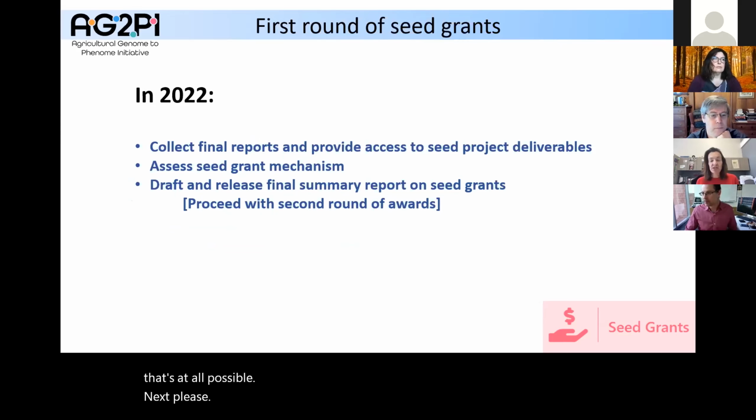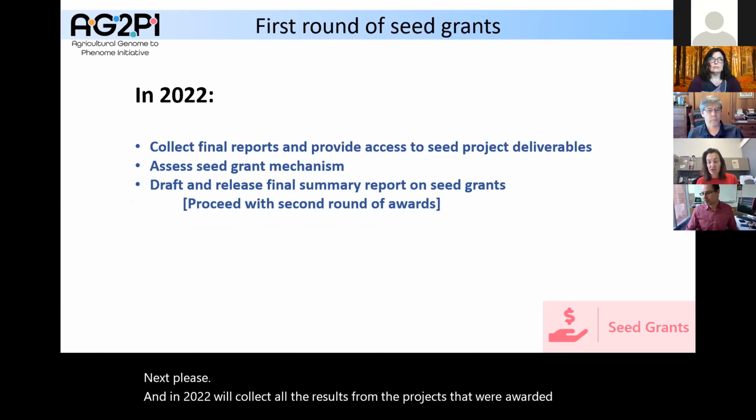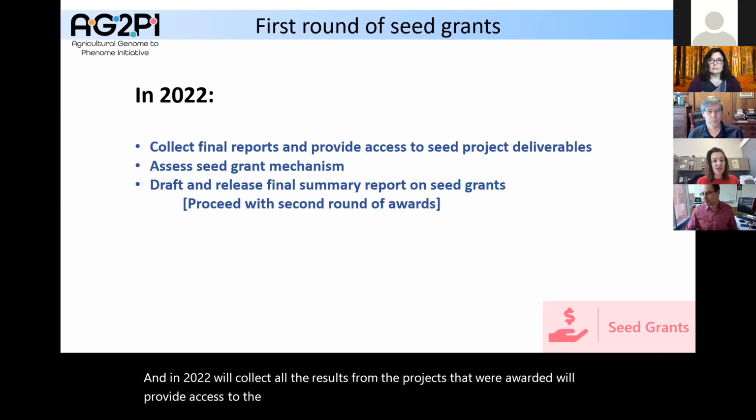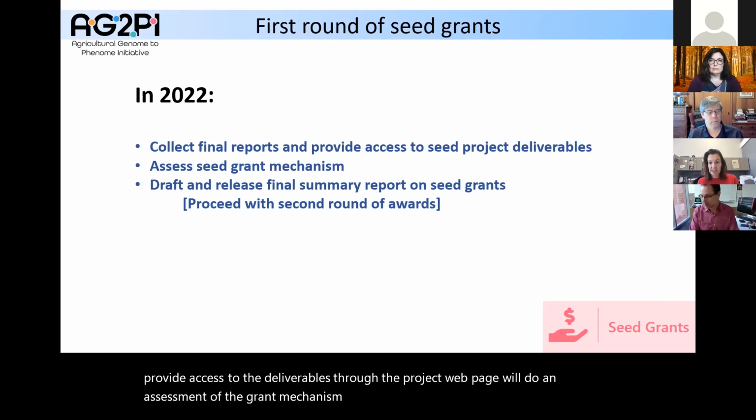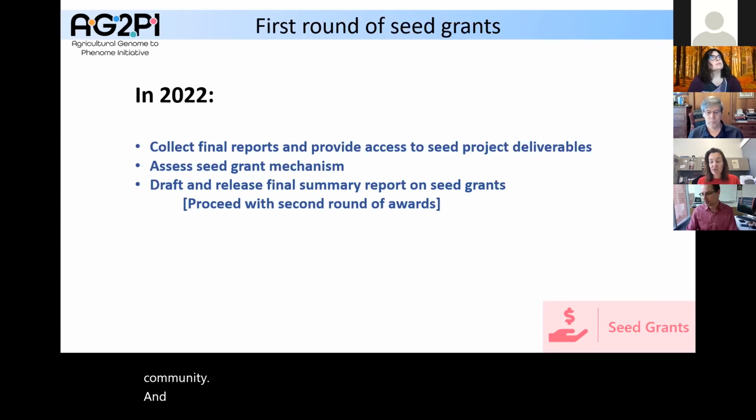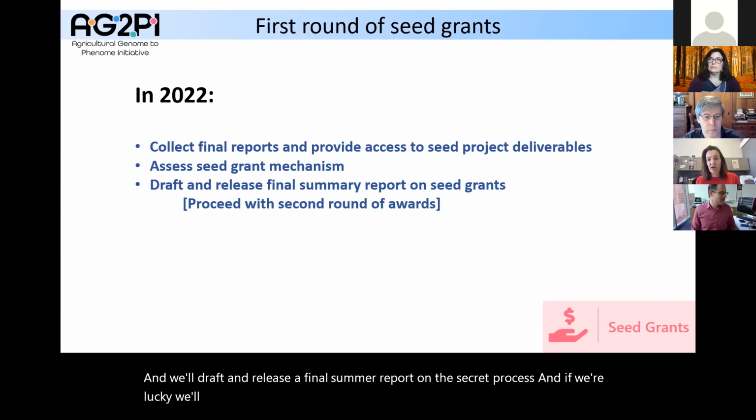And in 2022, we'll collect all the results from the projects that were awarded. We'll provide access to the deliverables through the project webpage. We'll do an assessment of the grant mechanism to provide feedback to the USDA and the community. And we'll draft and release a final summary report on the seed grant process. And if we're lucky, we'll proceed with a second round of seed grant awards.